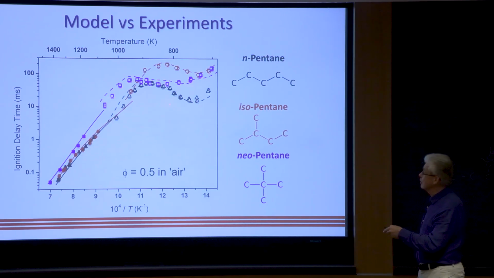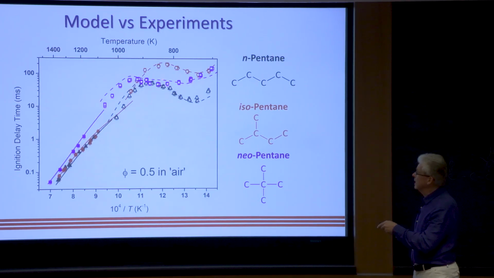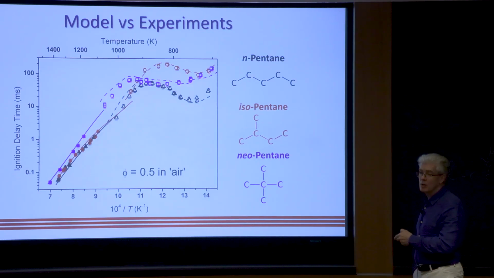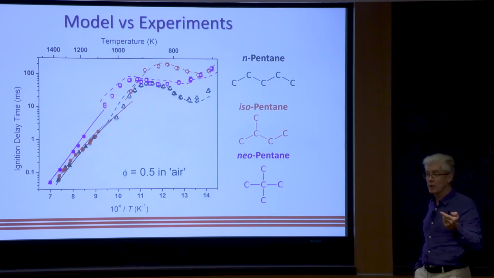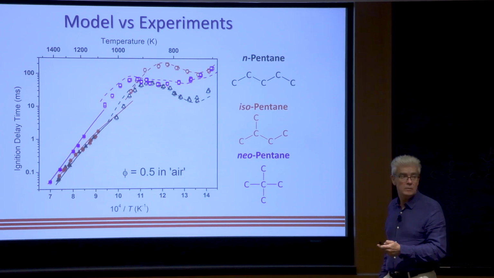Okay? And it sort of contradicts conventional wisdom, right? But you can see actually that in this regime, a good measure of octane number is the reactivity at about 800 Kelvin or 850 Kelvin. And you can see actually neopentane is faster to ignite in that regime compared to isopentane. And it is true actually that the octane number of neopentane is lower than isopentane. Okay?